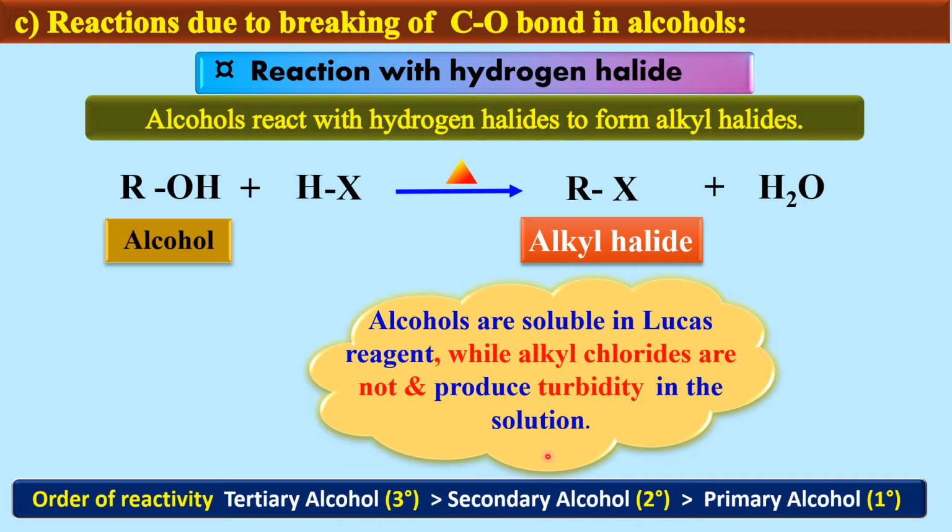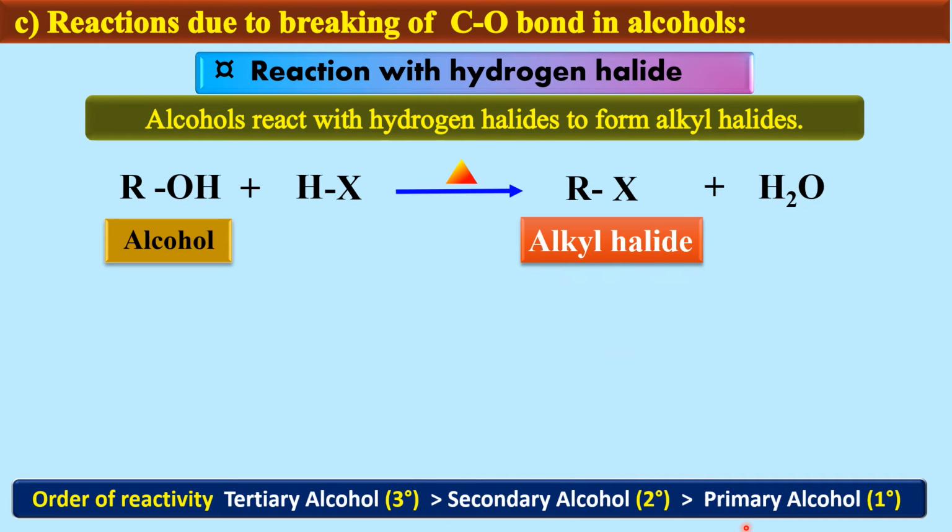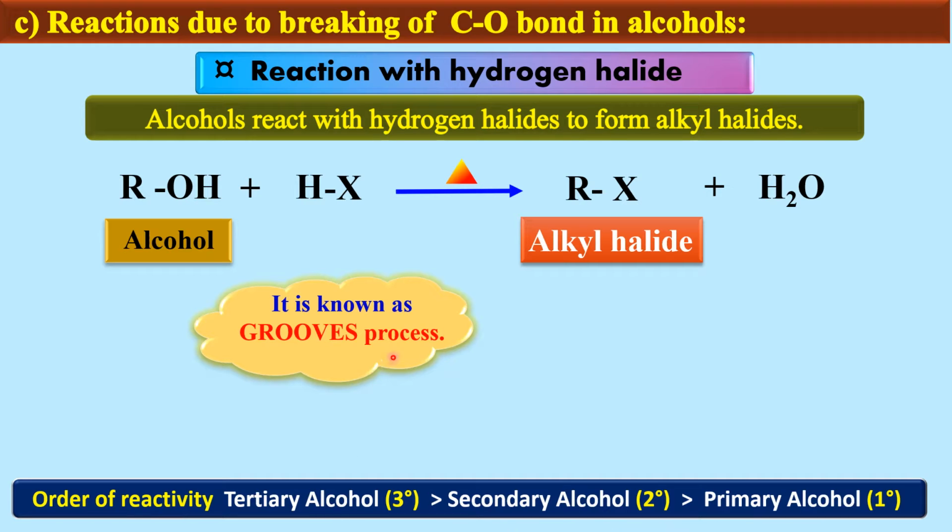Tertiary alcohols react rapidly with hydrogen halides. Secondary alcohols react somewhat slower, and primary alcohols even more slowly. This is known as Grove's process.